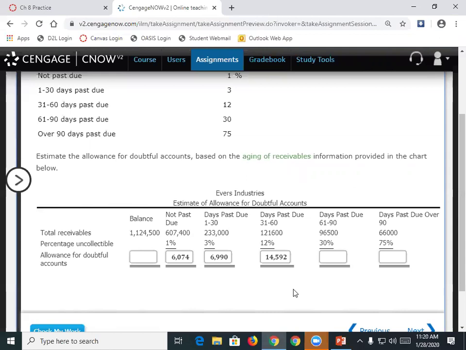61 to 90. Good. 28,950. So 30% of 96,500. And then last but not least, anything over 90 days past due, they assume is 75% uncollectible, which would be 49,500.